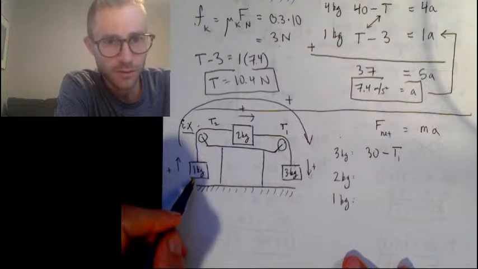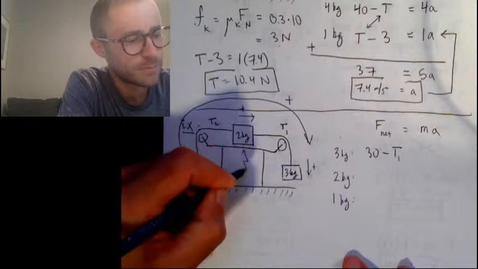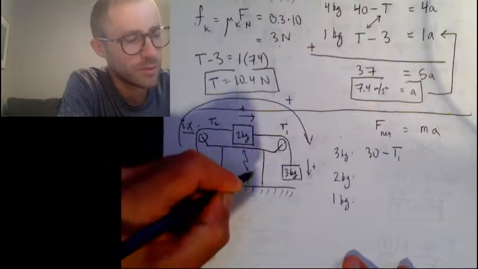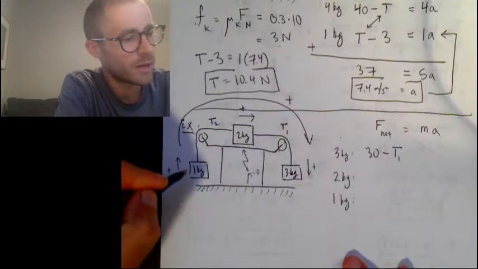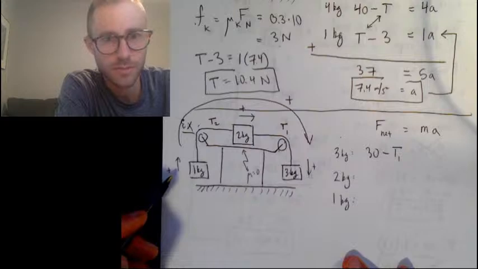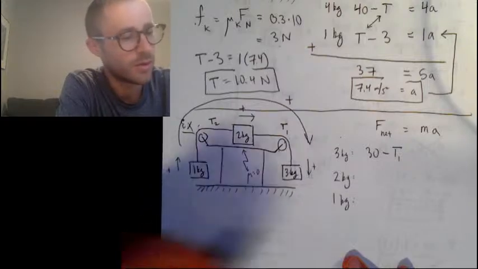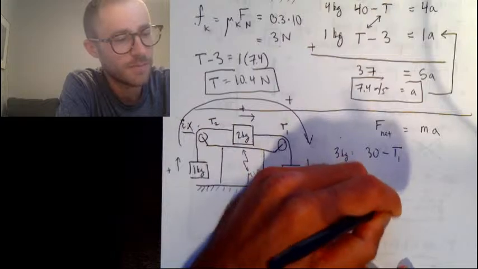For the 1 kilogram mass, oh, I forgot to say that this is a frictionless table. So this has mu equals 0. For the 1 kilogram mass, I have T2 pulling it upward in the positive direction and a 10 Newton weight force pulling it down. So it's going to be T2 minus 10.